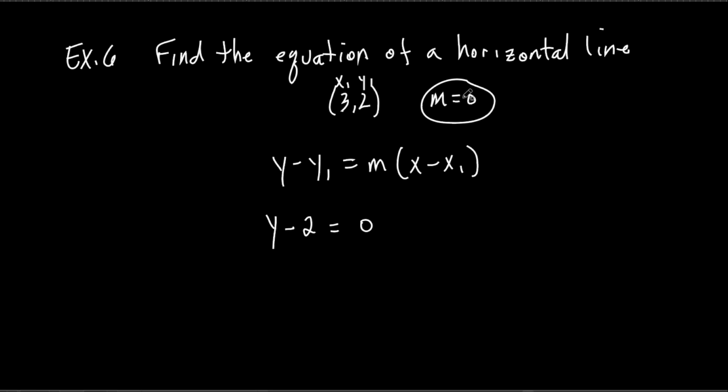In my notes, I just put m equals 0, but I don't think they gave that to you in the example in the book. But they did tell you it was a horizontal line, so we know the slope is 0. So that's important. All right, so we put a 0 there, and then x minus.